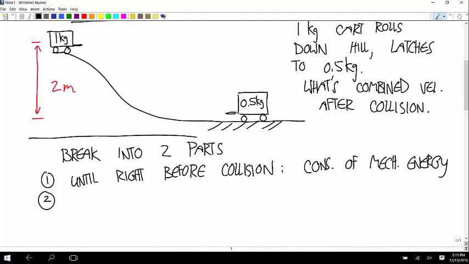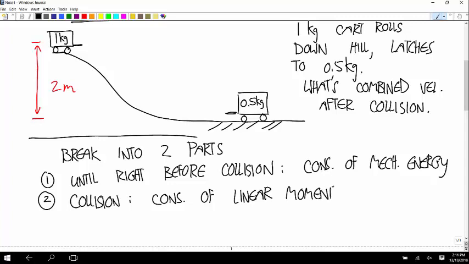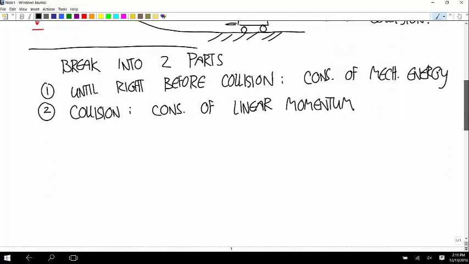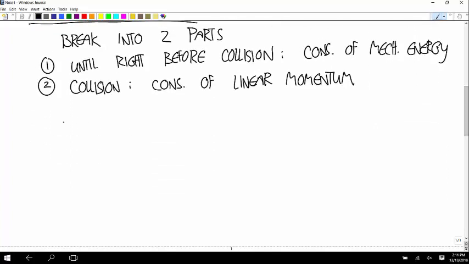And then the collision itself, going from the instant before the collision until the instant right after, we're going to use conservation of linear momentum. So part 1 is the conservation of mechanical energy part.